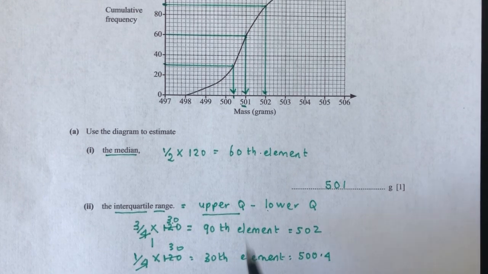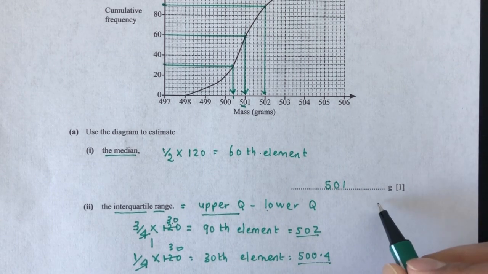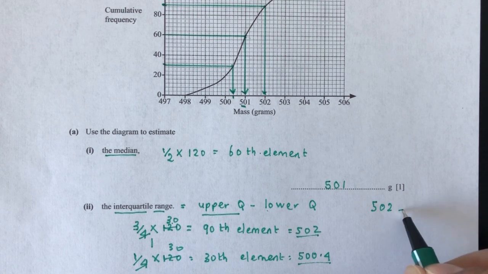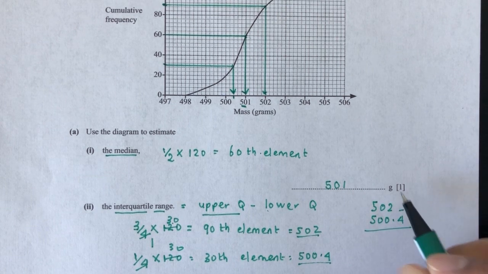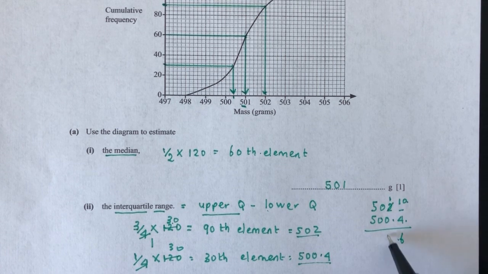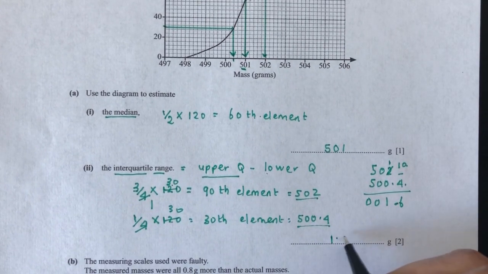So your answer for this one will be 500.4 gram. So the range will be the upper quartile minus the lower quartile. So we will have 502 minus 500.4, which will be 110. 10 minus 4 is 6. So your answer is 1.6 gram for the interquartile range.